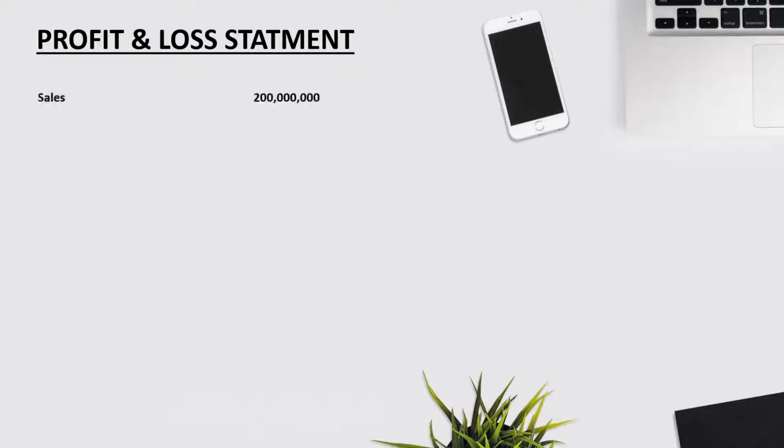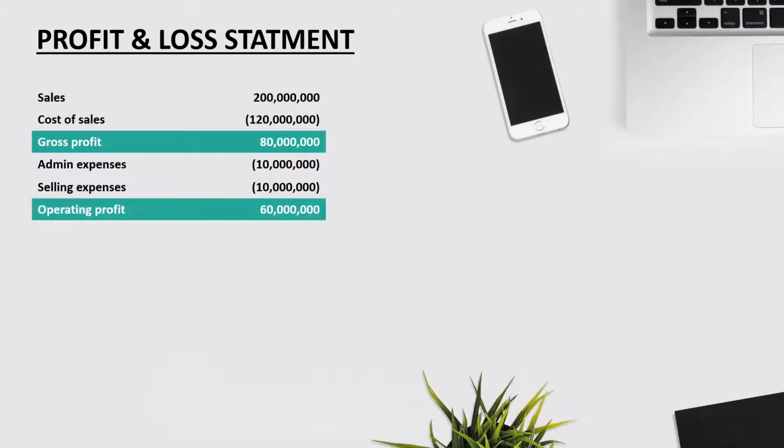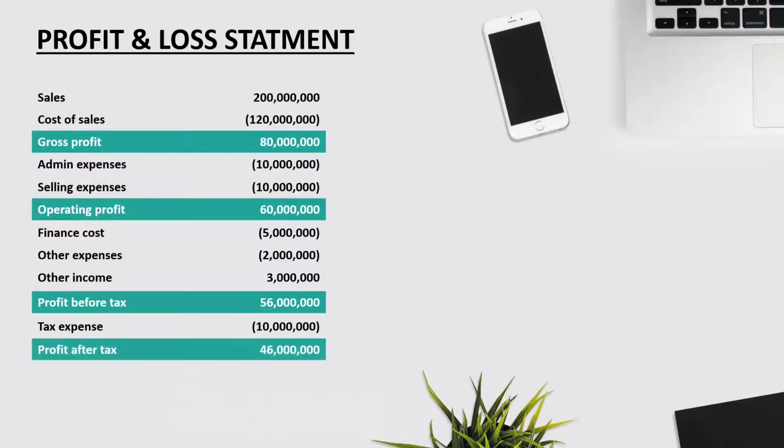It starts with sales, then you subtract cost of sales from it and you get gross profit. Then you subtract admin and selling expenses and you get operating profit. Then you subtract other expenses, financial costs, add other incomes and you get profit before tax. When you subtract tax expense from it, you get the profit after tax.